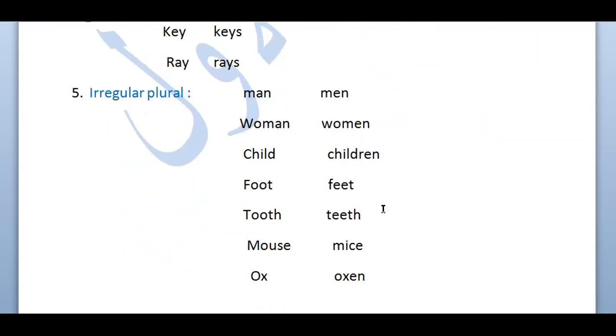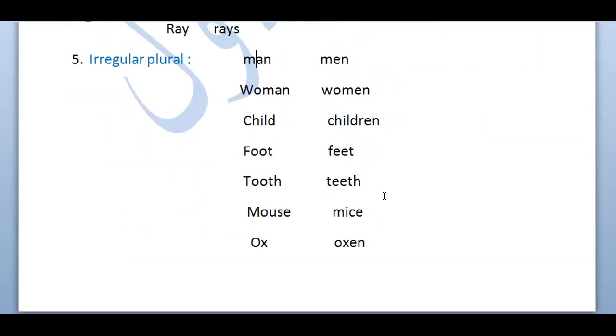Okay, as you see here, this is the plural form, or the plural rules in English, to form plural of nouns.